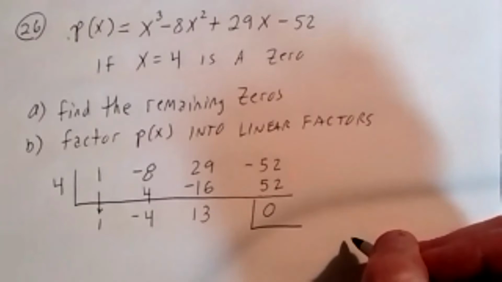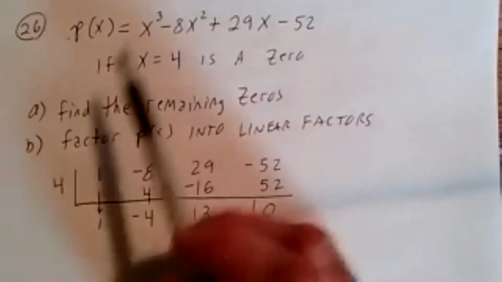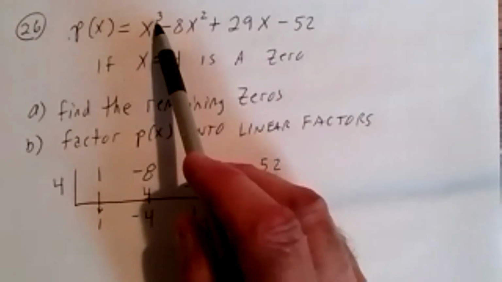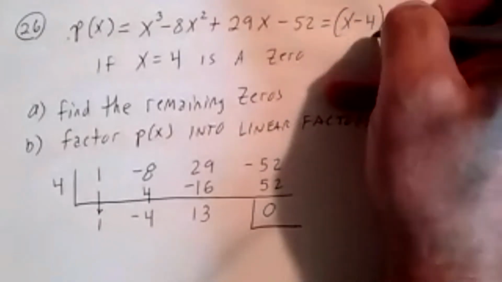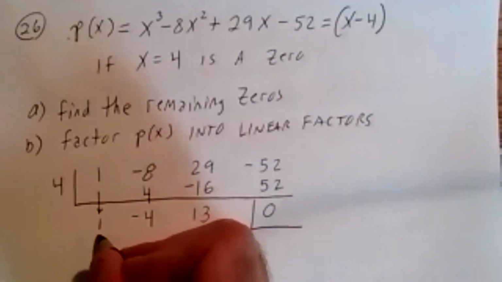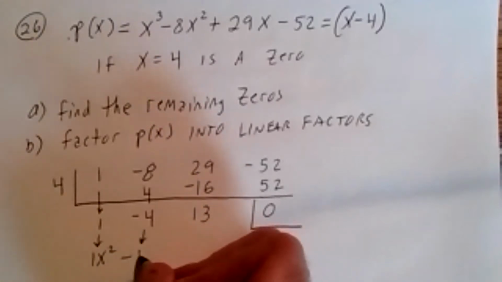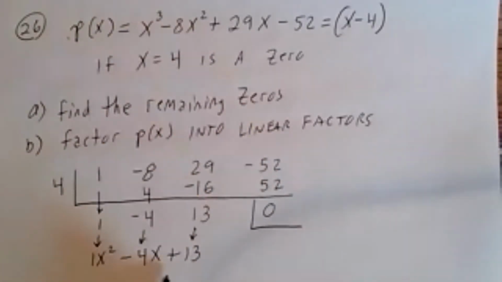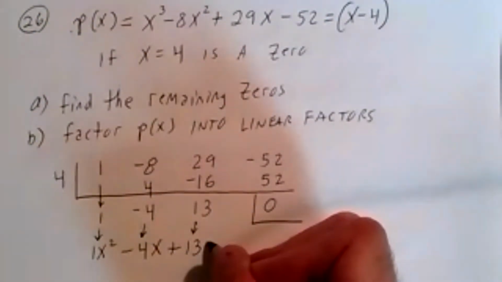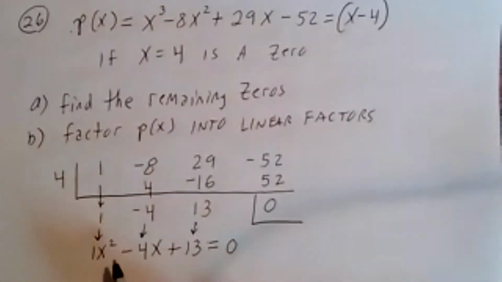Now to find the other 2 remaining zeros, notice we performed one division by x minus 4. Hence, ladies and gentlemen, we got this down to a second degree polynomial because we already factored out x minus 4. Here would be the remaining polynomial, 1x squared minus 4x plus 13. Now to find the other 2 zeros, we would set this equal to 0 and solve and find the other 2 zeros. There's got to be 3 zeros for this thing.